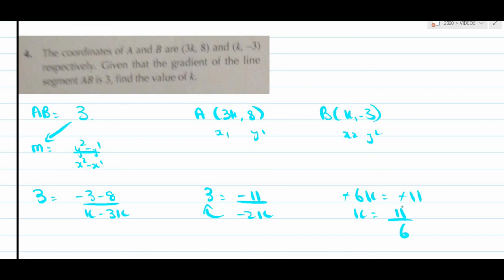You see how they twisted the question? They gave you the gradient but they asked you to find the variable. Therefore the question can be twisted as well.